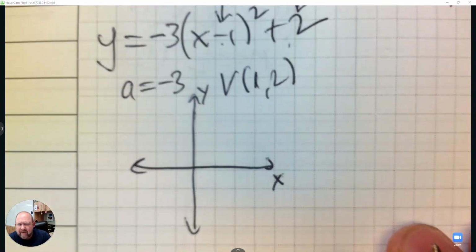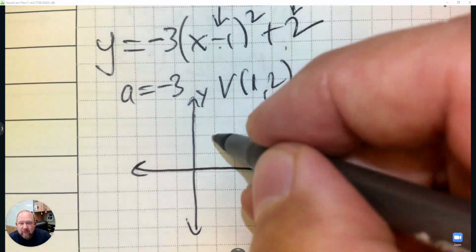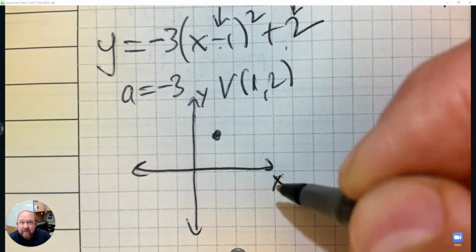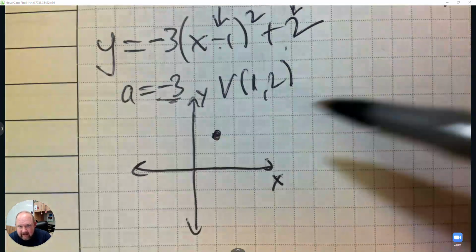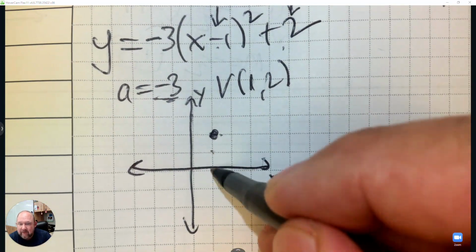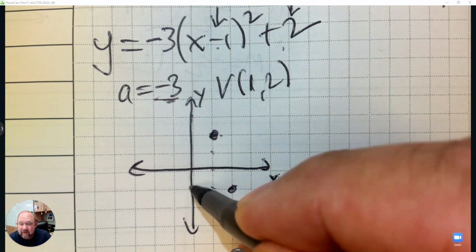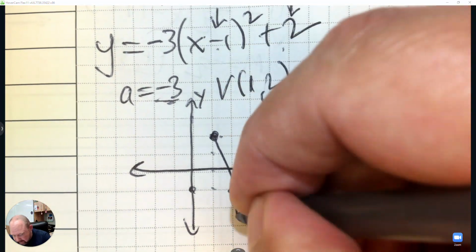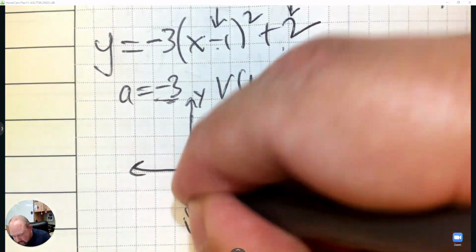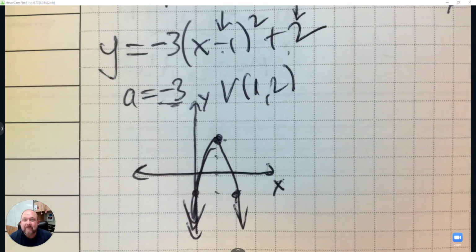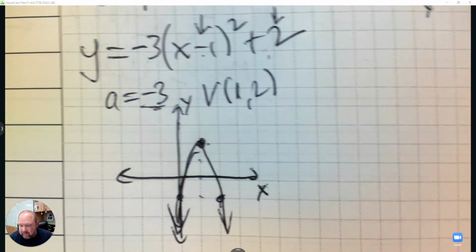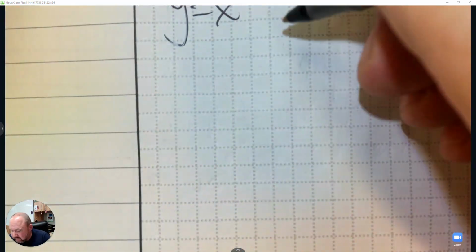Again, going too fast, press pause. We're going to go 1 to the right and 2 up. There's our vertex. And then our A, -3. From there, we're going to count down 3 and to the right and to the left 1, and then draw our parabola. Done. Now, there's one more thing left for the lesson, is what happens when it's in standard form.